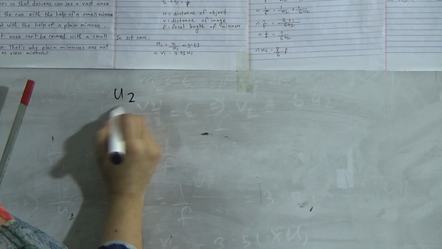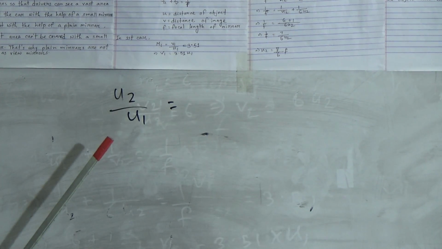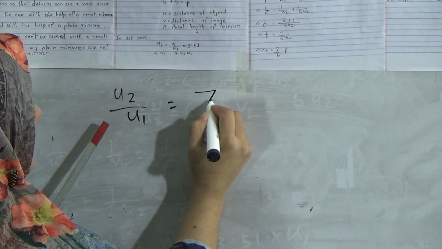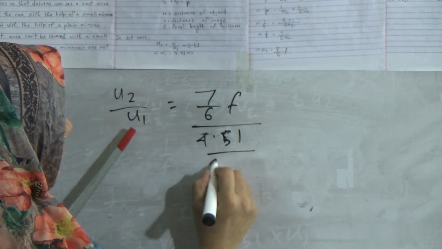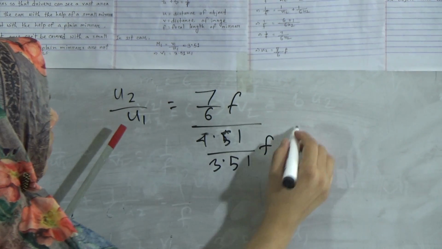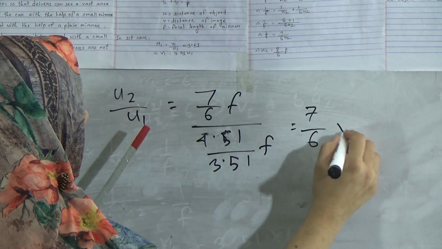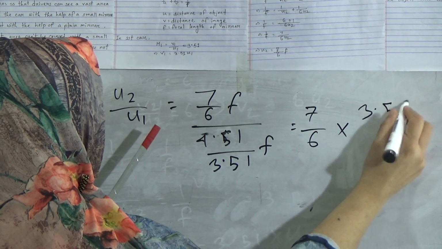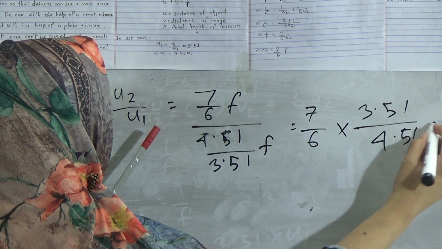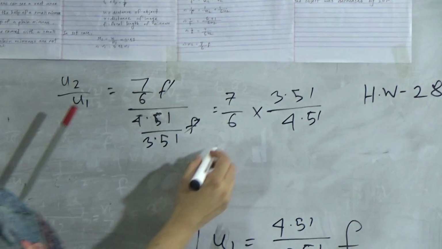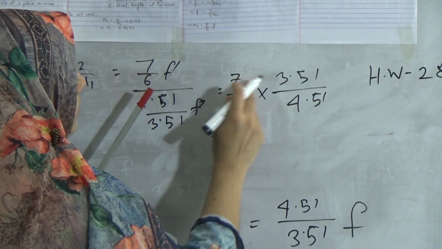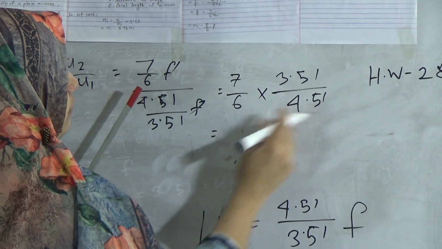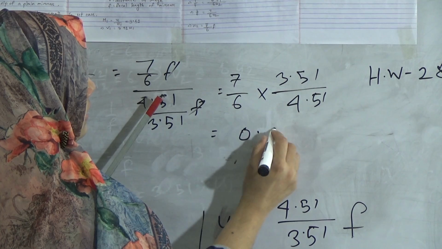So u2 divided by u1 equals, the value of u2 is 7 divided by 6 f, divided by 4.51 divided by 3.51 into f. So 7 divided by 6 into 3.51 divided by 4.51, and f cancels. Now by doing this calculation, it will be 7 into 3.51 divided by 6 into 4.51. By doing this calculation, it will be 0.9.